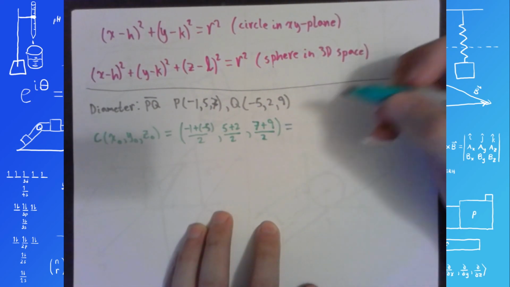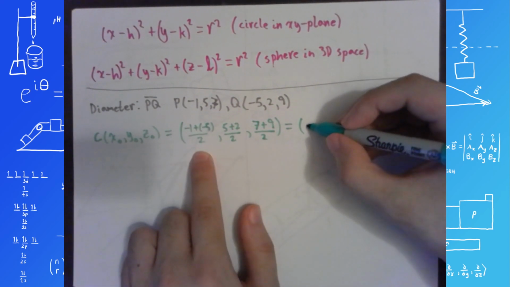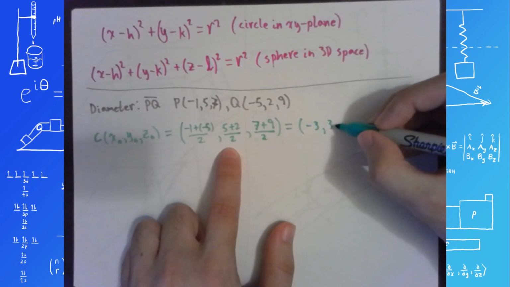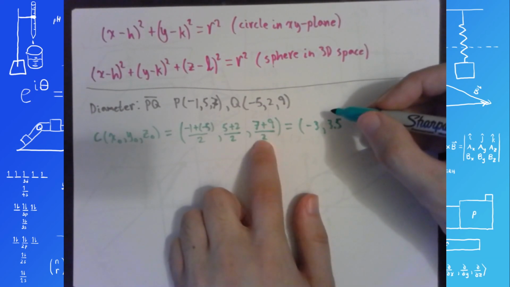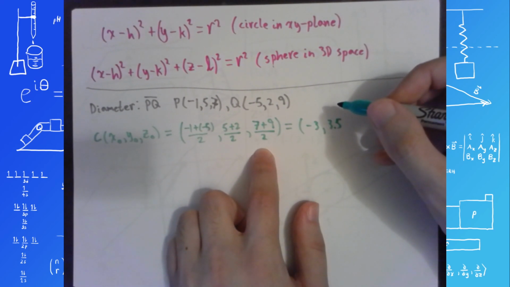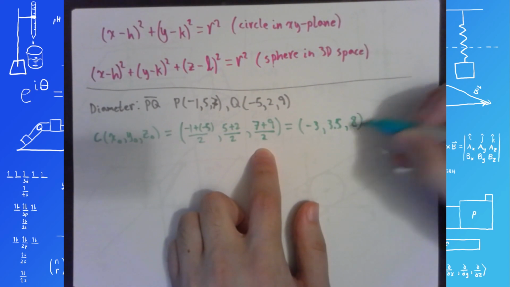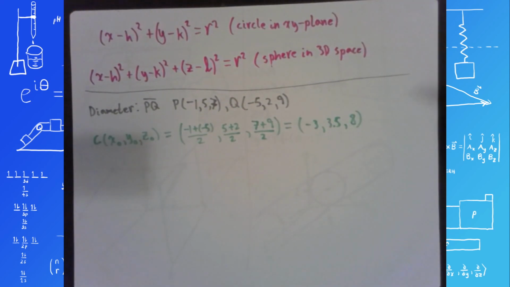And that would be, let's see, negative 6 over 2 is negative 3. 7 over 2 is 3.5, or 7 halves, depending on how you want to write it. And then 7 plus 9 is 16, over 2 would be 8. So this is going to be the center of our sphere.